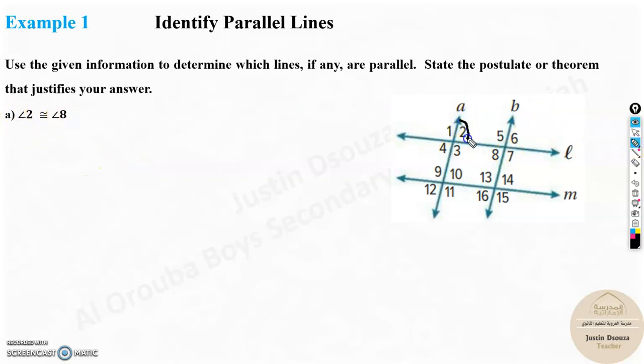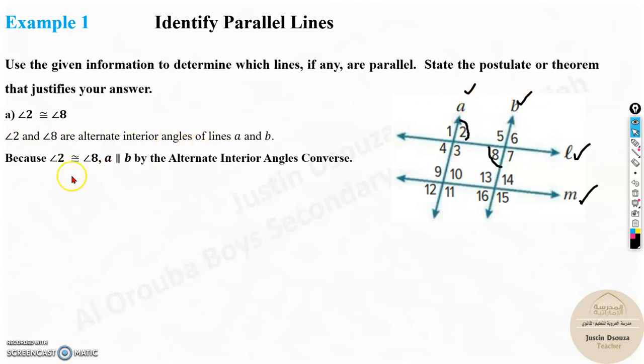See now, measure of 2 and 8, they are congruent, they have told. That means which lines will be parallel? Will L and M be parallel or A and B? Look carefully. These are interior angles of A and B. Alternate interior angles. So 2 and 8 are alternate interior angles of line A and B. So because angle 2 and angle 8 are congruent, A is parallel to B. So this is through alternate interior angles converse.